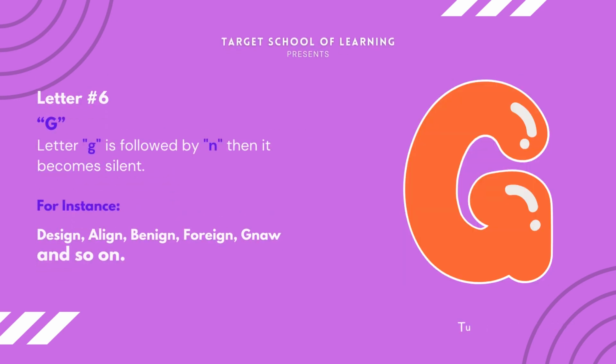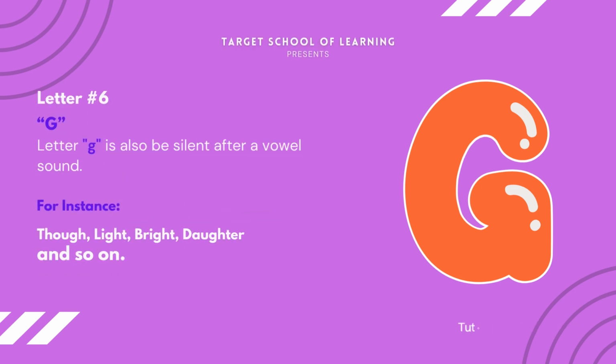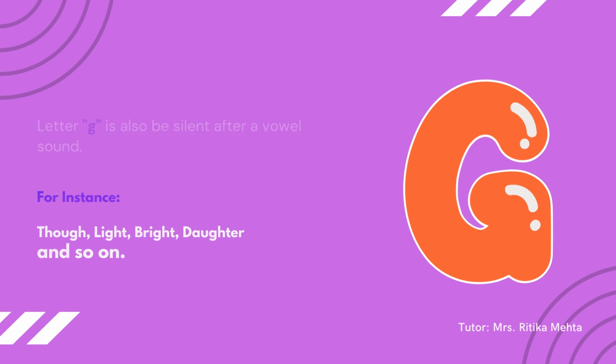Coming to the next letter, that is letter G, if it is followed by N, then it becomes silent. For instance, design, align, benign, foreign, gnome, and so on. G can also be silent after a vowel sound. For instance, though, light, bright, daughter, and so on.